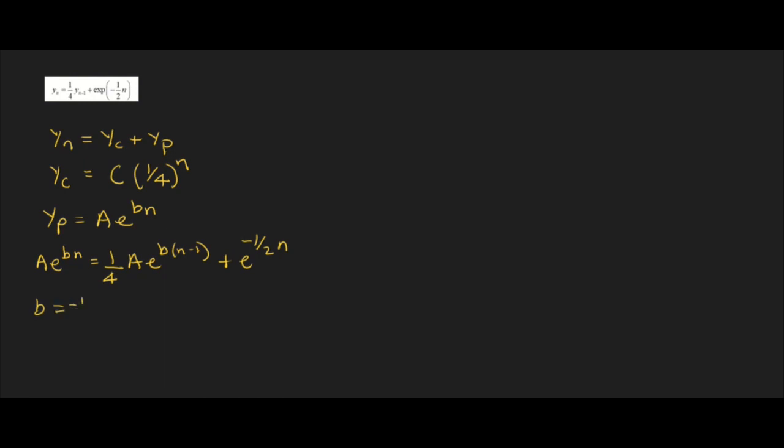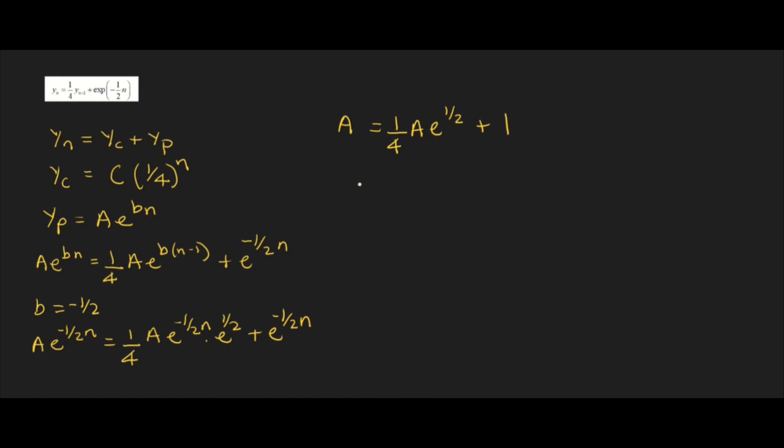So we can substitute that in straight away. And we can write it as A e^(-n/2) is equal to 1/4 A e^(-n/2) multiplied by e^(1/2) plus e^(-n/2). And we can immediately cancel the e^(-n/2) and write this as A is equal to 1/4 multiplied by A times e^(1/2) plus 1. We can now solve for A quite straightforwardly, and we'll get A is equal to 4 divided by 4 minus e^(1/2).